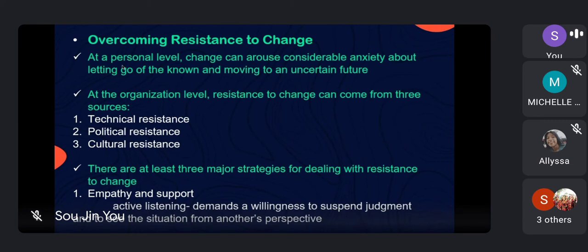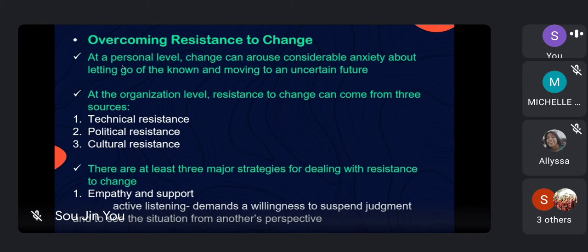And last is yung cultural resistance. So it takes a form of system and procedures that reinforce the status quo, promoting conformity to existing values, norms, and assumptions about how things should operate. And merong tatlong major strategies for dealing with resistance.